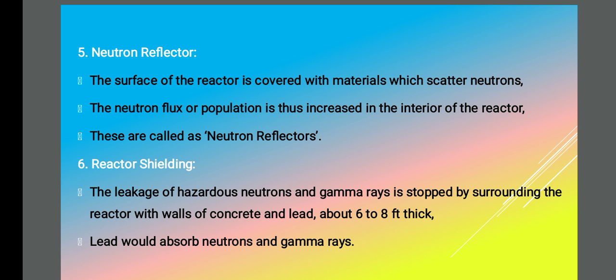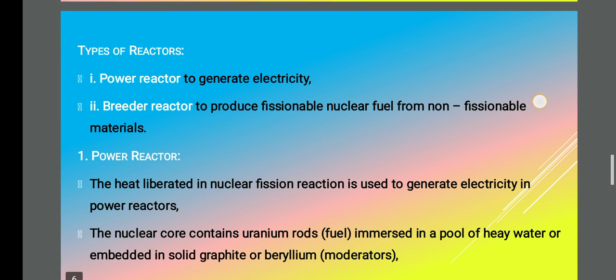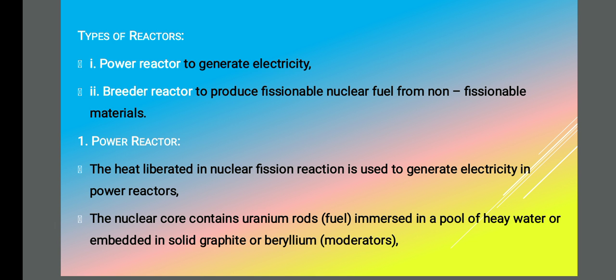So these are the different components present in a nuclear reactor, and I have told you the purpose of the nuclear reactor is to produce electricity by nuclear fission reaction in a controlled manner. Is it okay? Next we are going to see the types of reactor. There are two types. One is the power reactor, which is the nuclear reactor used to generate electricity. The second is the breeder reactor, which converts a non-fissionable material into a fissionable material. Is it okay? In detail we can see the power reactor and also the breeder reactor. First I'll start with the power reactor.